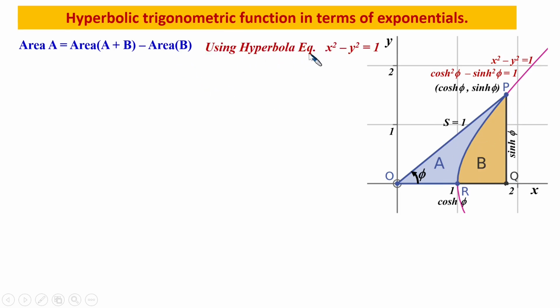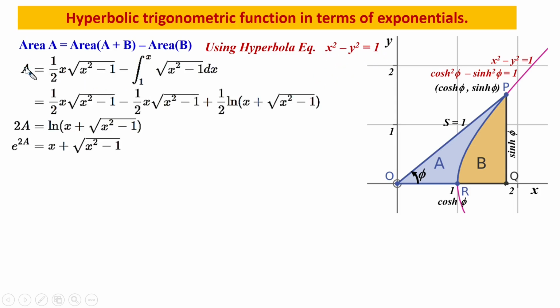So here we will be using the hyperbolic equation, that is x square minus y square is equal to 1. So then y will be, if I take this y square to this side, the square root of x square minus 1. So the area of the triangle, this A plus B, the base is x and the height is y, which is square root of x square minus 1 from here, minus the area of B.